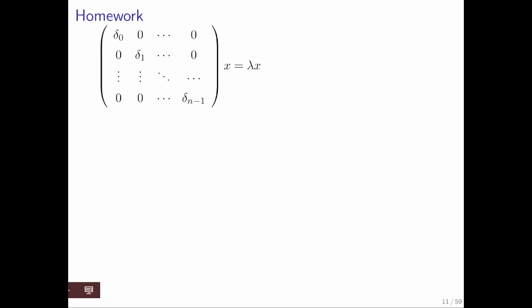So here's another homework, and the question is for you to identify the eigenvalues of a diagonal matrix. Notice that you've seen some examples now, and maybe from those examples you can extrapolate.